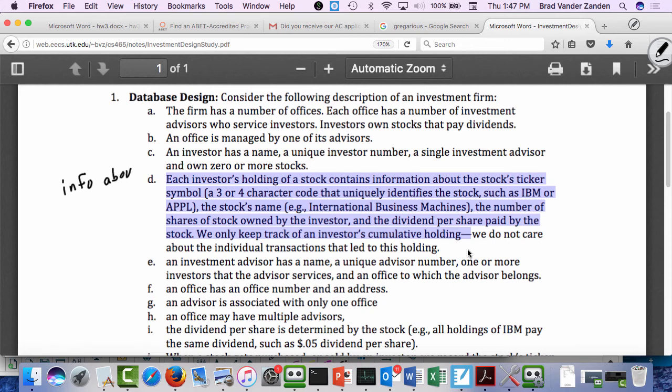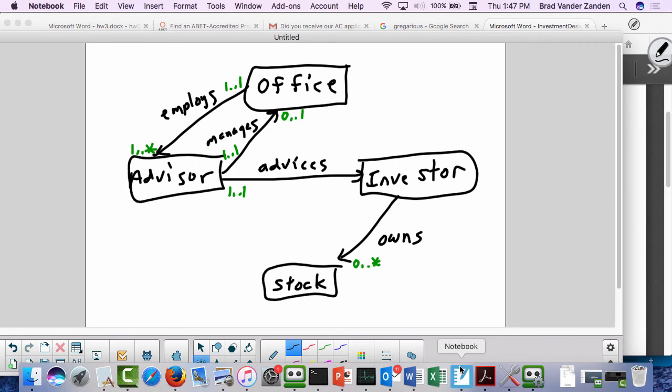So this is really info about the owns relationship. It looks like this relationship has attributes. It has the stock's ticker symbol, the stock's name, the number of shares, the dividend paid, and the cumulative holding. Well, actually, the cumulative holding is the number of shares. So we have things like ticker, shares, name, and dividend. That's the stock name. So those are four attributes of this owns relationship.